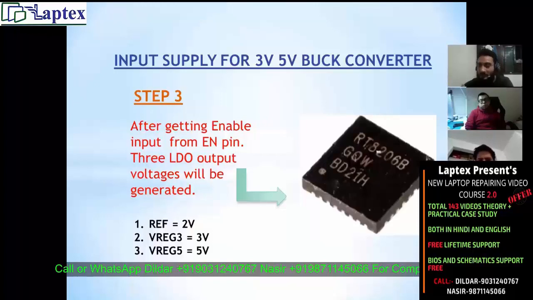VREG 3 volt reference, VREG 5 volt reference. These are the 3 LDO voltages. Remember this. What is written here? After getting the enable input from the EN pin, 3 LDO voltages will be generated, and these are the 2 volt, 3 volt and 5 volt LDO voltages.